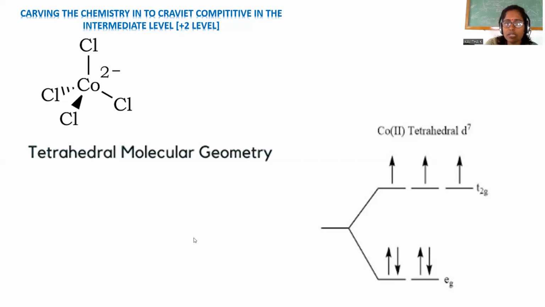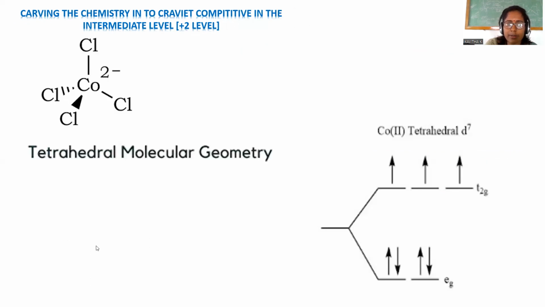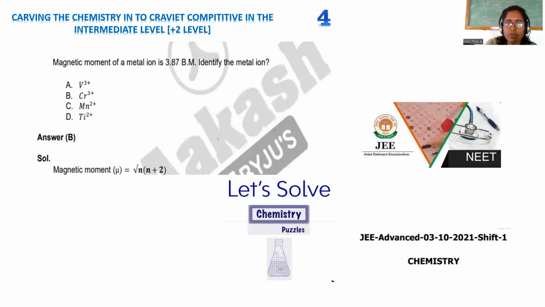These 3 electrons are said to be unpaired electrons, so these 3 electrons account for the number of unpaired electrons for the cobalt in CoCl4 2-. That will be option number B. 3 unpaired electrons will be there. Let's move on to question number 4.